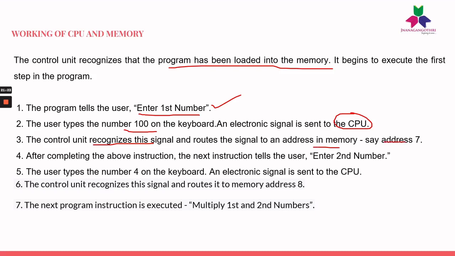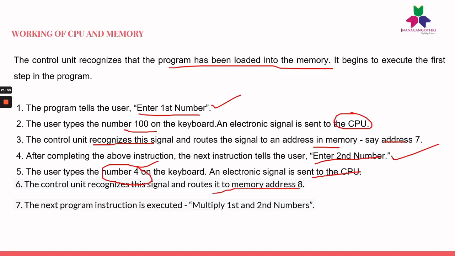After this instruction is completed, the next instruction again asks the user to enter the second number. This is our second input entered by the user. So the next step, suppose the user enters number 4 on the keyboard, which is the second input. Again, an electronic signal is sent to the CPU. The step number 3 is again repeated. That is, the control unit recognizes this signal and directs it to some memory address, say memory address 8.